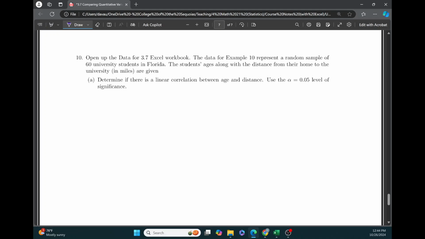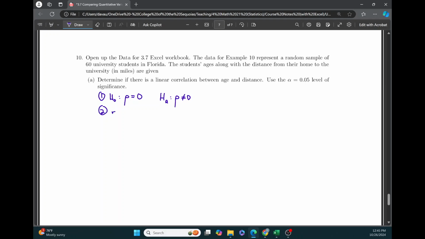For example 10, the data represent a random sample of 60 university students in Florida. The students' ages along with the distance from their home to the university in miles are given. Determine if there's a linear correlation between age and distance, right? Age and distance that the university is from home. Null hypothesis is that there's no correlation. Rho equals 0. Alternative hypothesis is that there is a correlation. Rho does not equal 0.